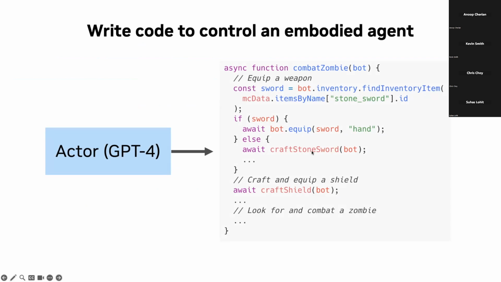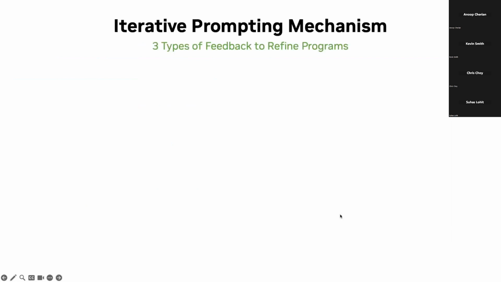And we have a library of functions that this GPT-4 actor can use. After it's equipped with a stone sword, it can also craft a shield, look for and combat a zombie.